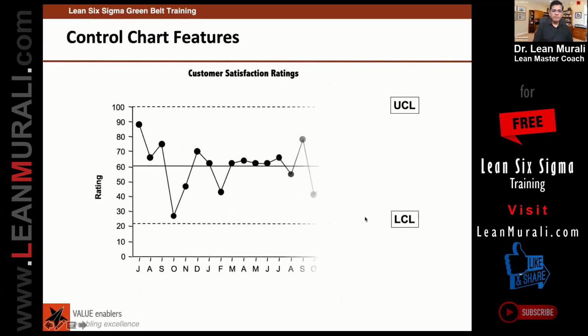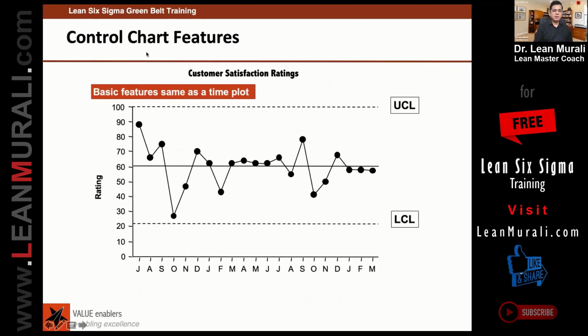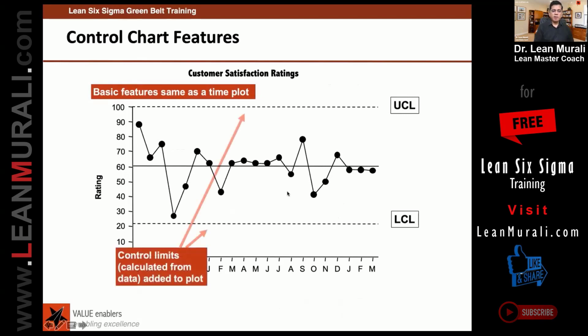Now, if you see here, this is the same as the time plot, but the control limits are calculated from the data and added. How we calculate the control limits depends upon what type of data we are seeing. It can be an individual plot, a moving range chart, or an X bar R chart. I will explain all the different types of charts, the patterns of data we can have, and how to calculate the control limits for all of these.